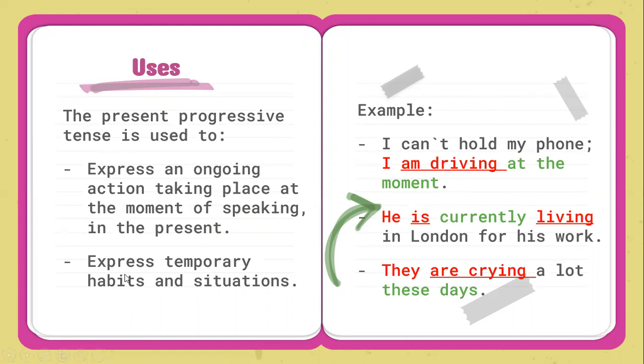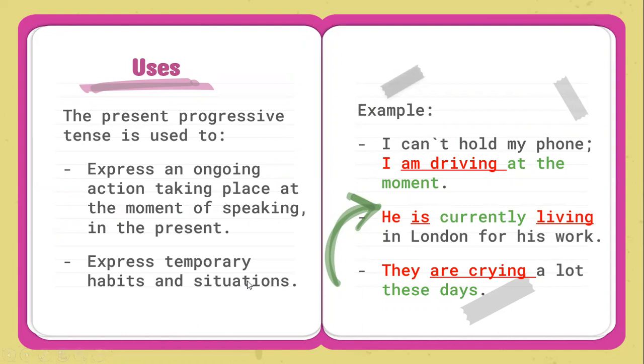And there is another usage, which is to express temporary habits and also express temporary situations. For example, when I say he is currently living in London for his work, he is living currently, so he's currently living in London for his work. This is an action that's taking place, okay, as a situation. It's a temporary situation. For some time, he will still be living there. That's why we say he is living in London now, okay?